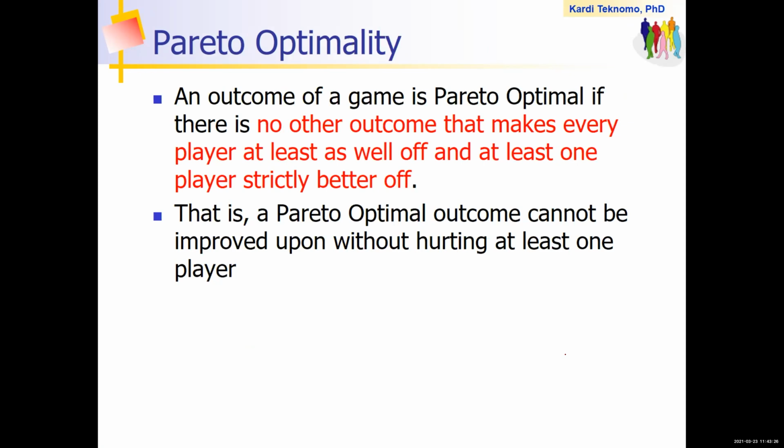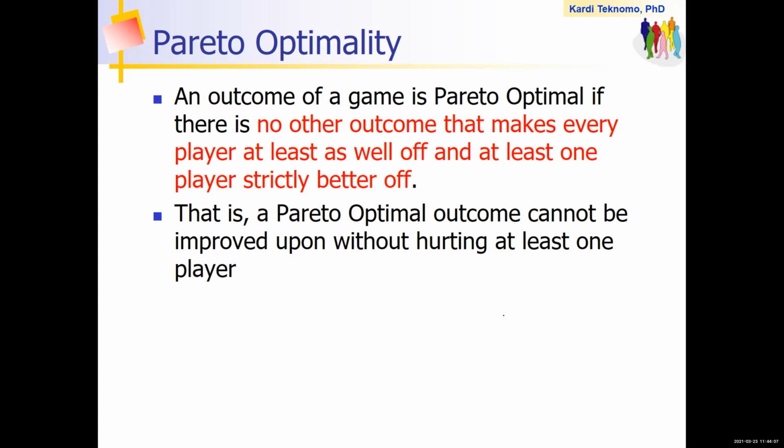Okay. So now let's go to the second concept, what is called Pareto optimality. The outcome of a game is called Pareto optimal if there is no other outcome that makes every player at least as well off and at least one player strictly better off. What's the meaning? A Pareto optimal outcome cannot be improved upon without hurting at least one player.